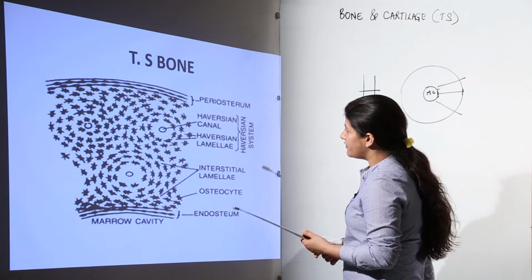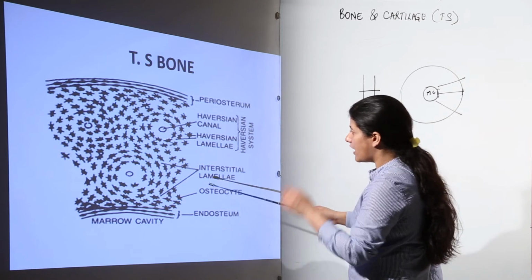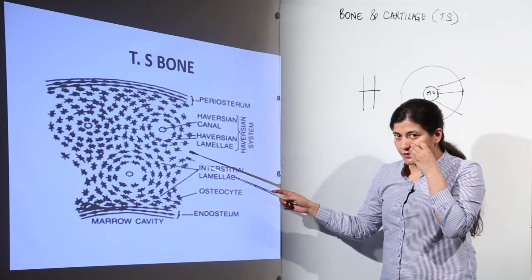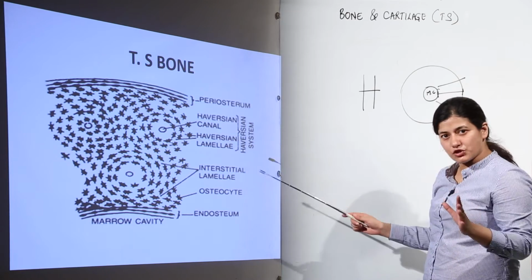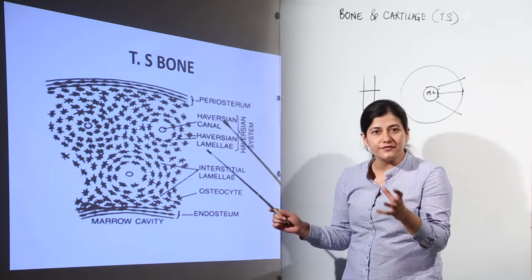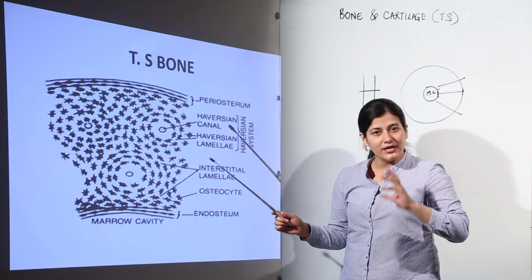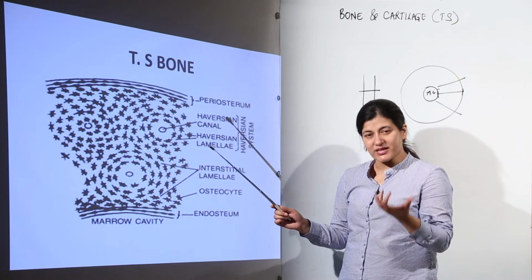So what we have over here is many Haversian canals which are present. Now you see, bone itself is a connective tissue, and it is going to have a nerve supply and a blood supply. Alright, the entire bone has to be supplied with nerves and blood.